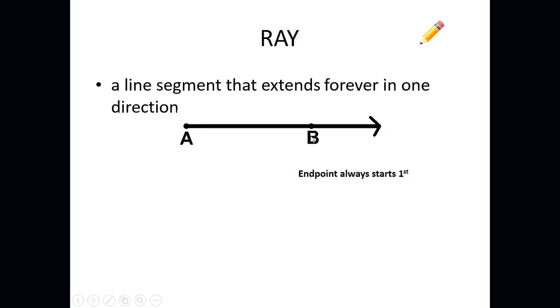Here's one end, here's another, but notice how on this side there's an arrow. This now makes it a ray. It's saying the ray starts at A and goes through B forever in that direction. When we label it with a symbol, we always start with the endpoint first. So this would be the symbol for ray AB. A is the endpoint and it goes through B.